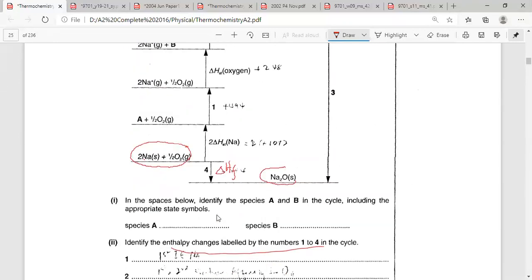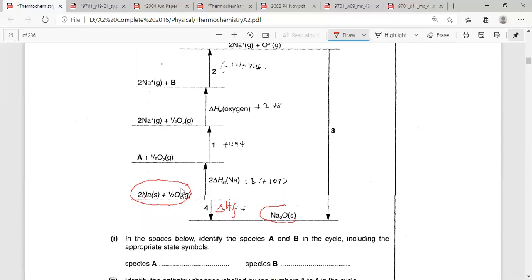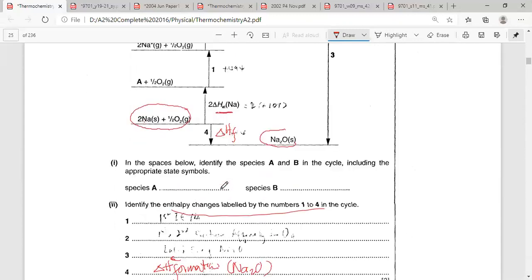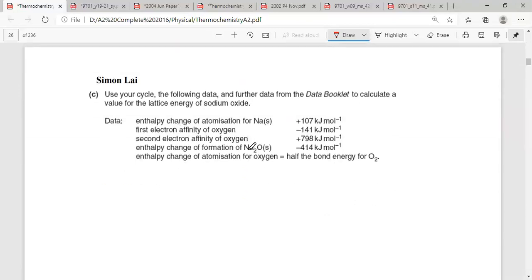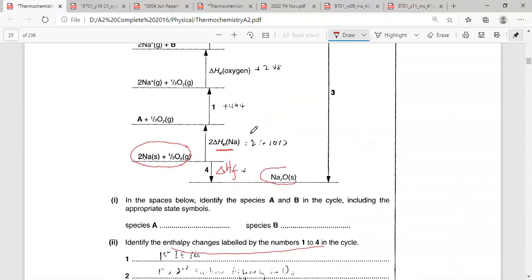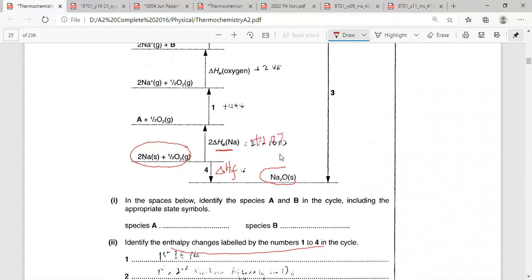All right, now step by step. The first step, they tell you, is atomization, not for your oxygen. Now here they give the name, and they will expect you to calculate the value given here. The enthalpy change of atomization is plus 107. So what is A here? It should be 2Na gas. So A is Na gas.